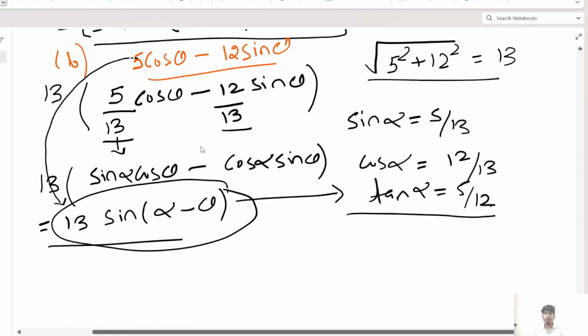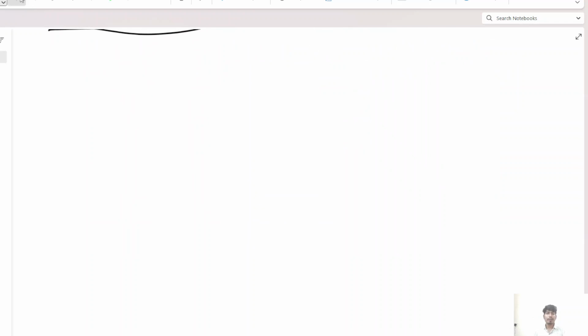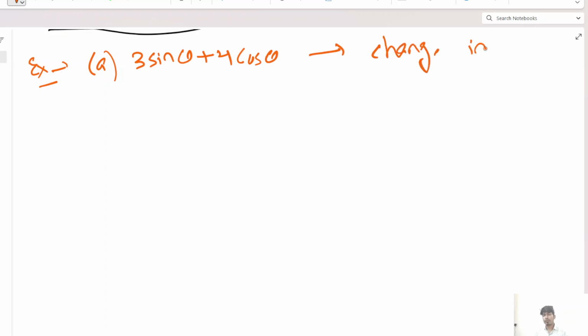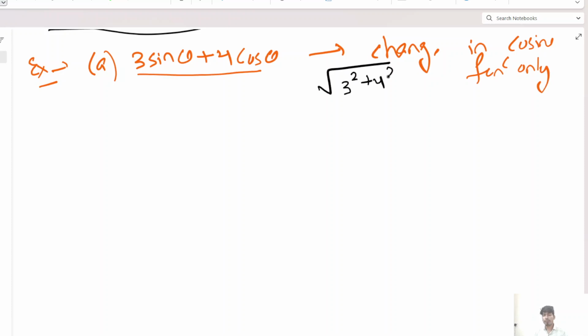So what is our first example question? It is the same, 3 sin theta plus 4 cos theta, change into only a cosine function. Then what do we do? We first divide and multiply by 5. Why 5? Because the root of 3 square plus 4 square is 5. So 5 upon 5 (3 sin theta plus 4 cos theta).